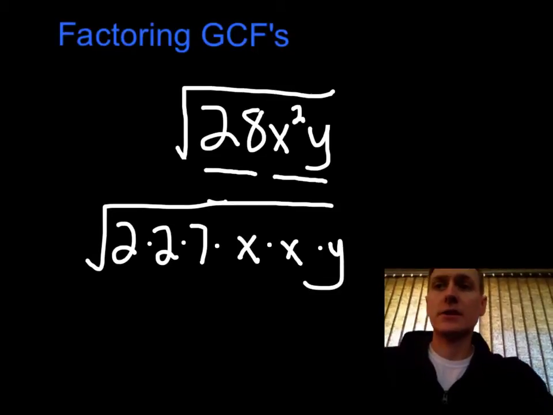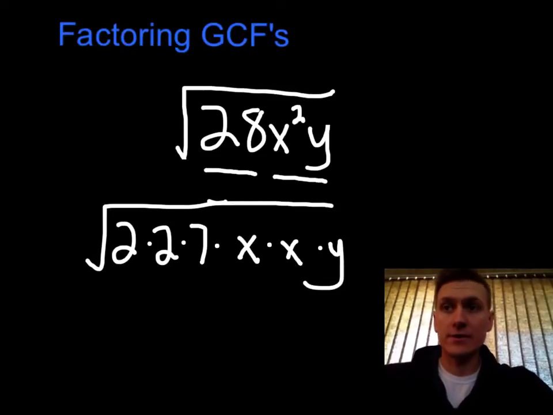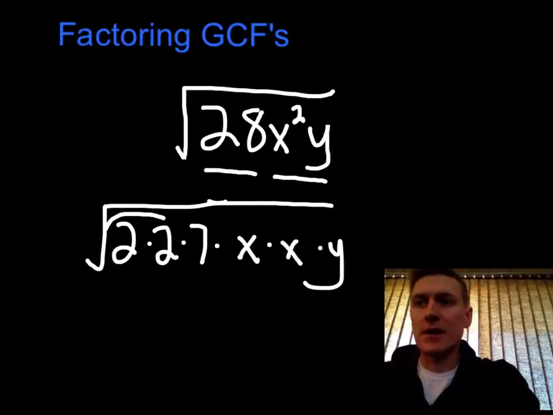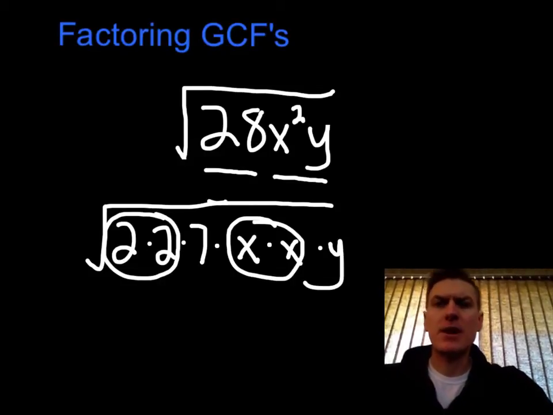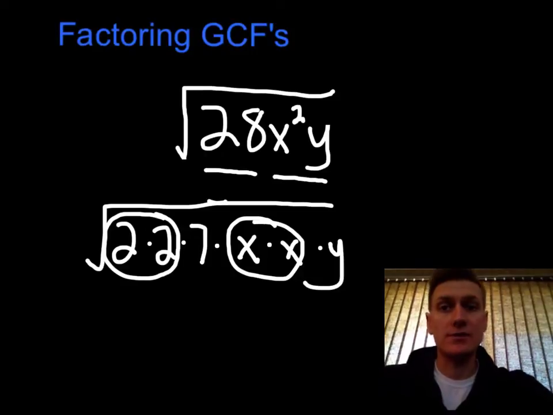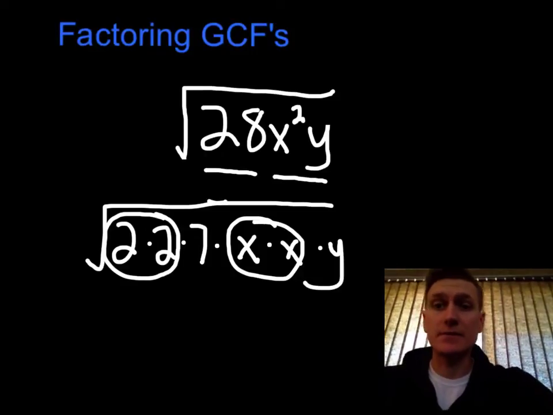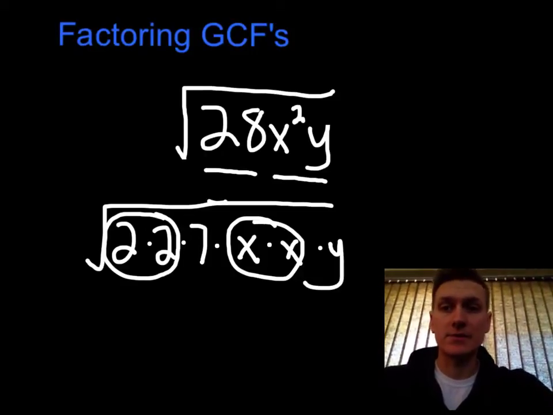The next part was to look at the index, which here, of course, square root, it's 2, which means for every pair of factors, we can pull out one of them. The same process can be done with factoring out what's called GCFs. In fact, the first step is to expand the polynomial as much as you can.